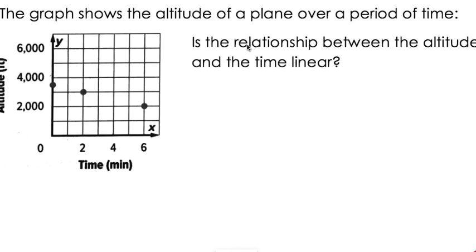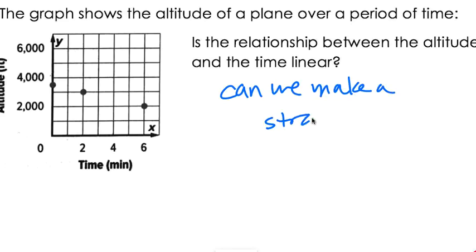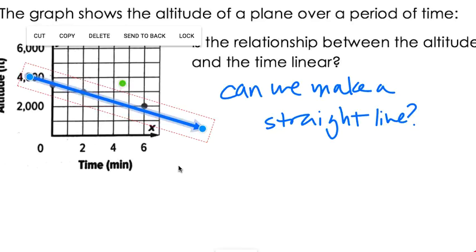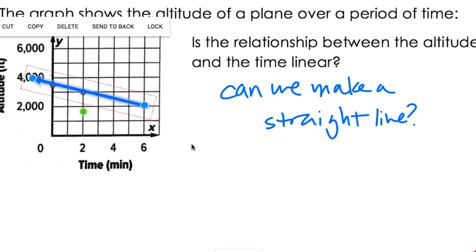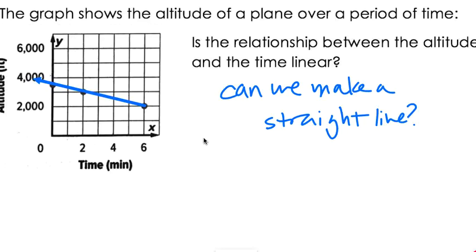The graph shows the altitude of a plane over a period of time. Is the relationship between the altitude and the time linear? So we want to know, can we make a straight line? That's the question here. Well, if I try to connect these, I can't really find a way to make a straight line there. Okay, let's try this again. I'll start with this point. There we go, so maybe my tool. So it does look like it's linear.